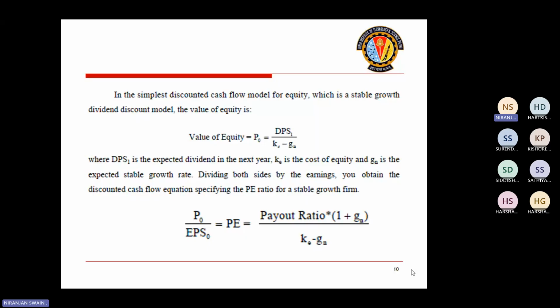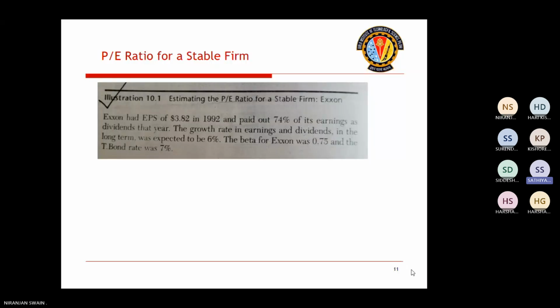You tell me what will be the payout ratio? What is the payout ratio? 74% is the payout ratio. The PE multiple is coming around 15.30. Isn't it? Means 0.74 into 1 plus G. Growth rate is 6%. 0.74 into 1.06 divided by the cost of equity, that is 11.13 minus 6%, isn't it?